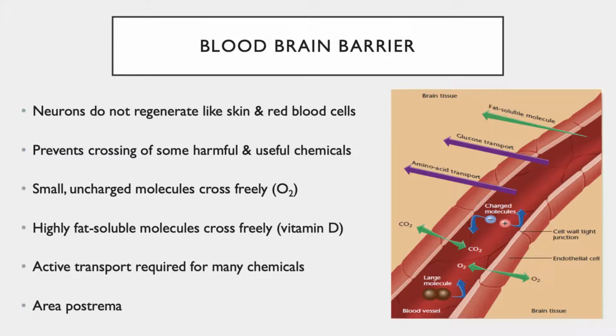Those of you who watched the blood-brain barrier video also were introduced to another weaker region of the blood-brain barrier, which is around the pituitary gland. The reason for that intentionally weak area is that the pituitary gland needs to be able to drop hormones into general circulation in the bloodstream.